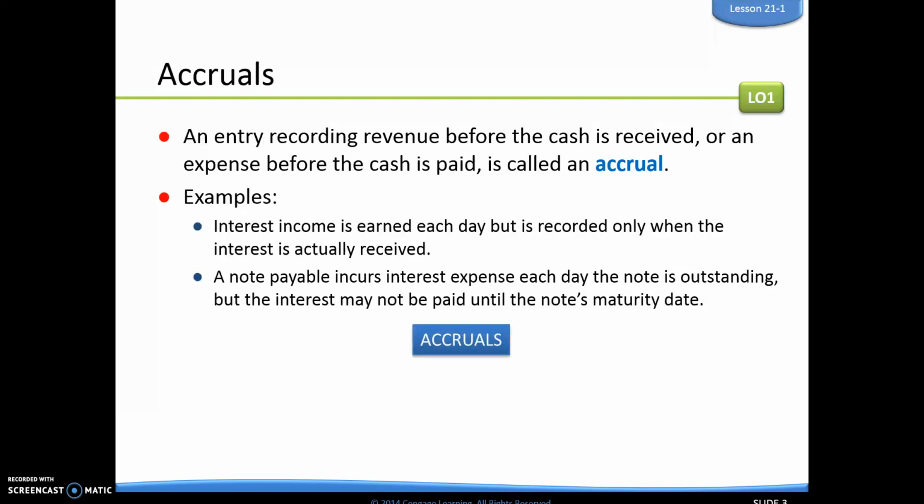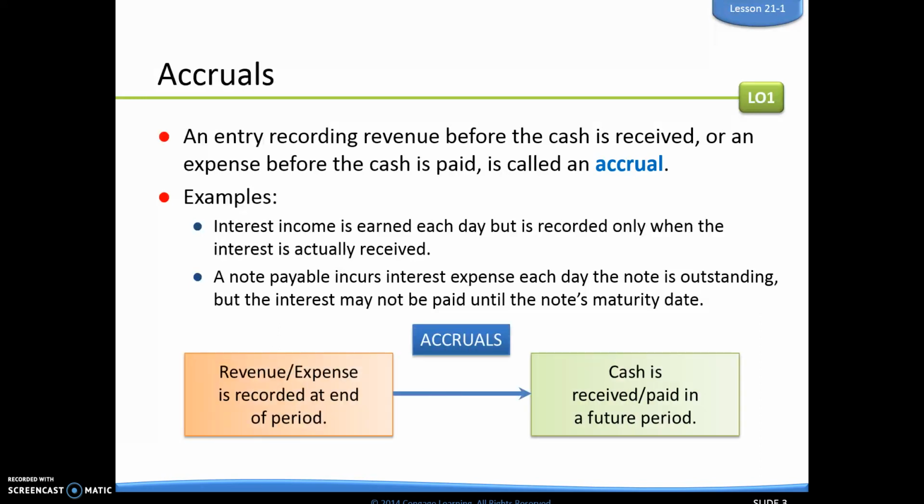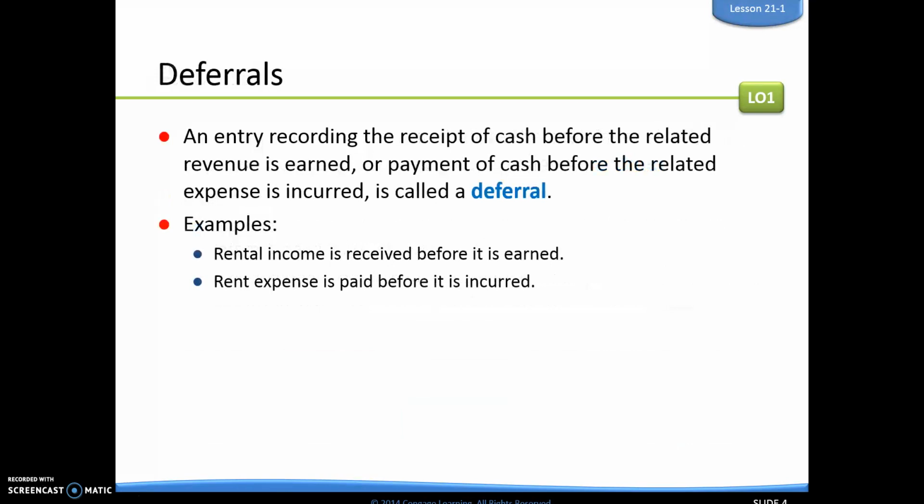So what that looks like here is that the revenue and expense get recorded at the end of the period. However, cash doesn't get received until a future period. That's called an accrual. On the flip side of things, we have deferrals. Deferrals are where an entry is made recording the receipt of cash before that revenue is actually earned, or the payment of cash before that expense is actually incurred. We call that a deferral.